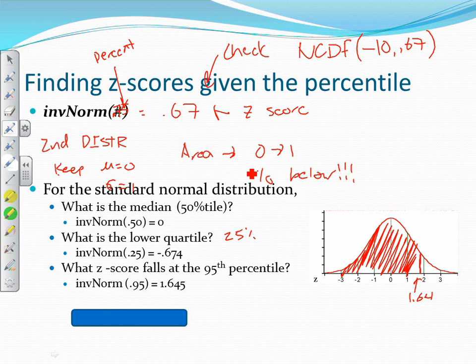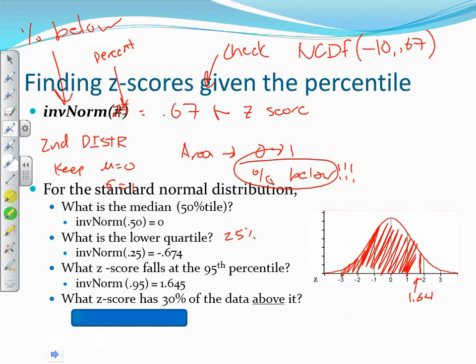Okay, now here's the key. This is always percent below for inverse norm. Inverse norm always does your percent below. What happens if I asked you what z-score has 30% of the data above it? Excellent. Mr. Englander, you said 70 below. So what you did was change the question. Since you know inverse norm always deals with the percent below, if we're talking about 30% of the data above it, change the question.